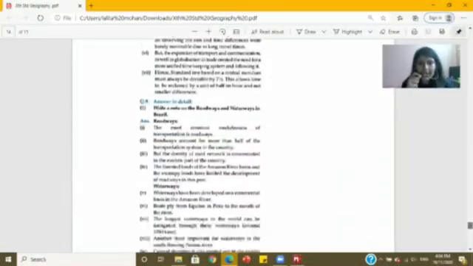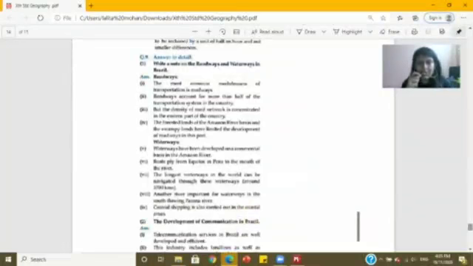Question number 9, answer in detail. First question, write a note on roadways and waterways in Brazil. So these are the points that we will add.